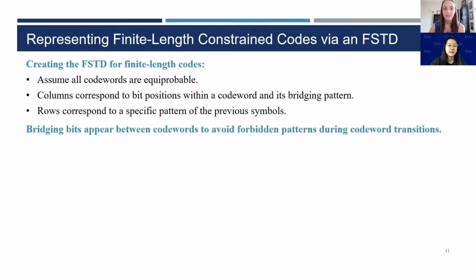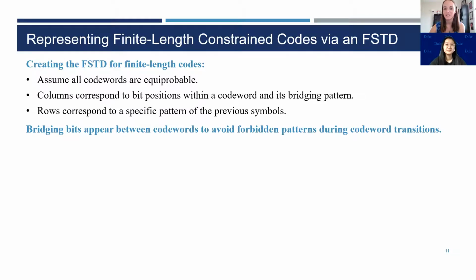So first, we assume that all code words are equally probable. Then we define a grid of states for the finite state transition diagram, where each column is going to correspond to a bit position within the code word or its bridging pattern. And then we're going to have the rows correspond to a specific pattern of the previous symbols. An example is about to be provided. So if that's confusing, that's okay.